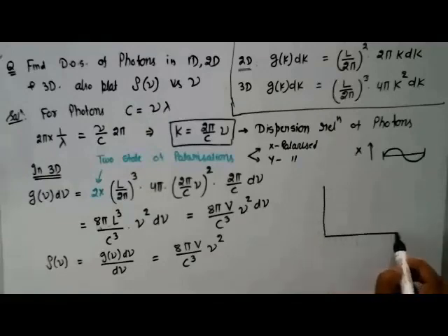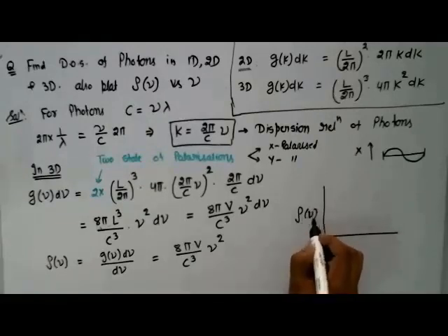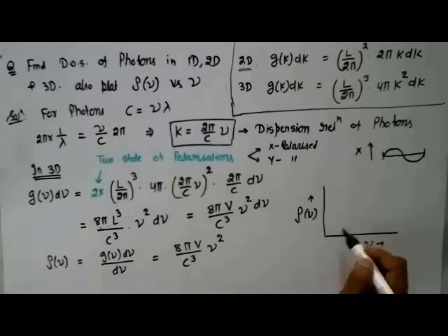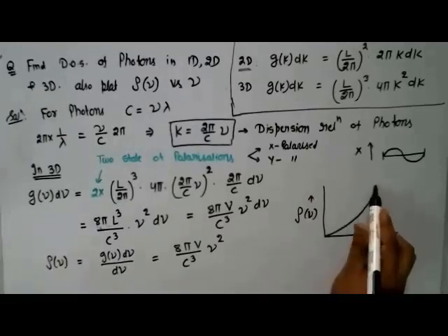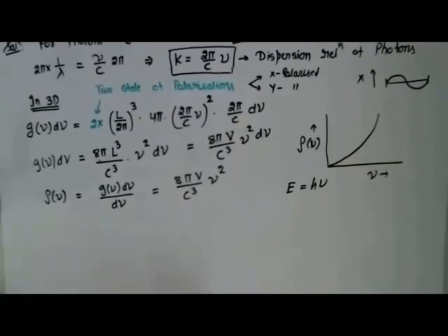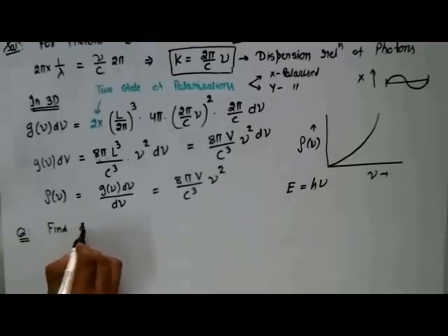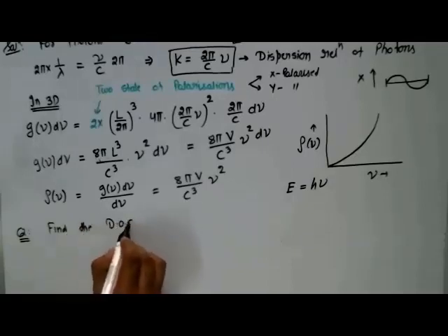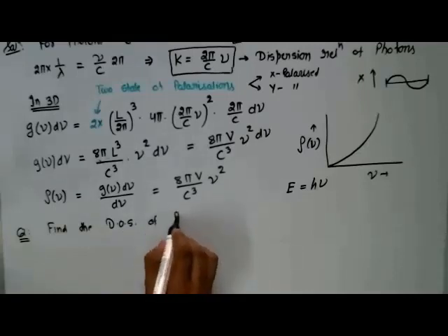So when you plot rho nu versus nu, it is again going to be parabolic. So remaining 2 parts you can take as homework, no? तो जो 2 parts कौन से हैं? Find the density of photons in 1 dimension and 2 dimensions. वो अपने आप कर लेना आप. Similarly, for example, next question आप लिखो. Find the density of states of phonons.